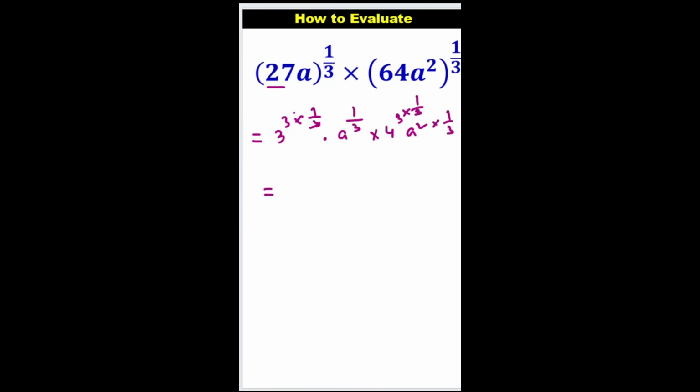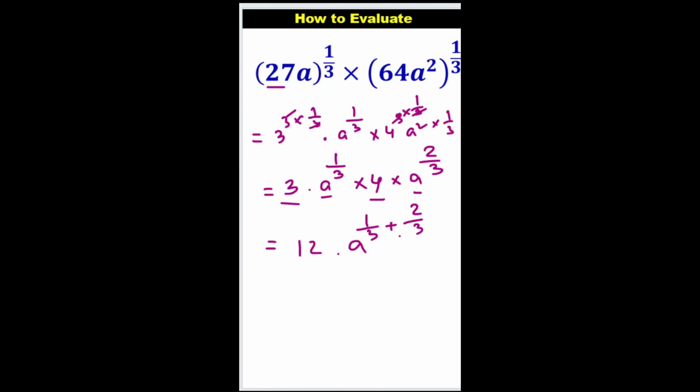So look, here is 3 cross, only 3 left. Here is a to the power 1 by 3 into, here is 3 cross, only 4 into a to the power 2 by 3. So look, 4 into 3, it means 12, and here is a and here is a, so a 1 by 3 plus 2 by 3, so 12 a to the power, LCM is 3, so 1 plus 2. Look, here is 12 a to the power 3 divided by 3, cross, answer will be 12.